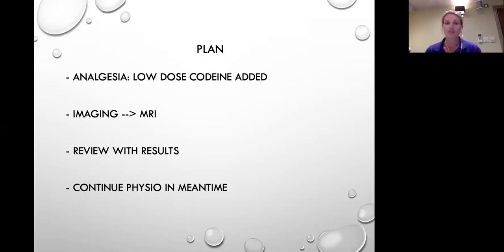So from a plan perspective, we looked at her analgesia and added in some low-dose codeine, and then planned for her to have the MRI and come back to see me for the results. The plan was also to continue physio in the meantime.